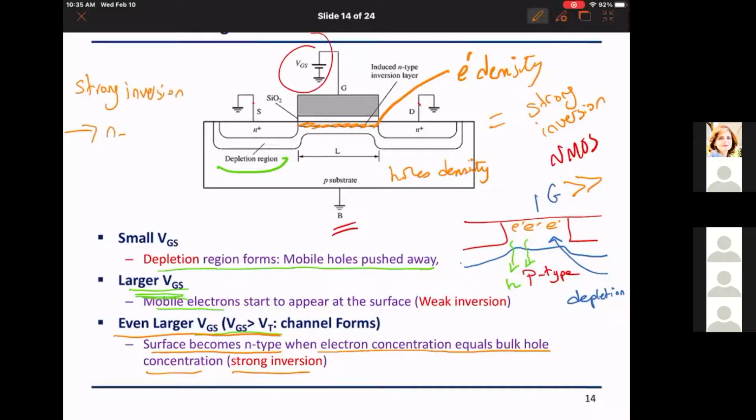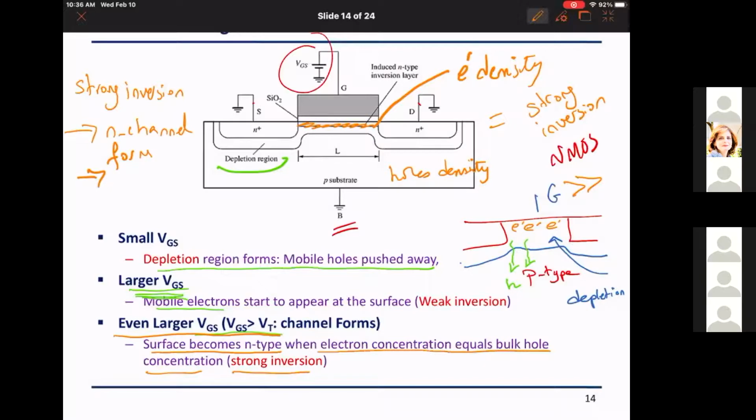Okay, so now I have a channel, and this means when I reach strong inversion, I have reached my VT. So once the channel forms, I will reach VT, and when VGS becomes greater than VT, I maintain this channel, I will have an overdrive, and I will have the current flowing later when I put a drain voltage different from zero.